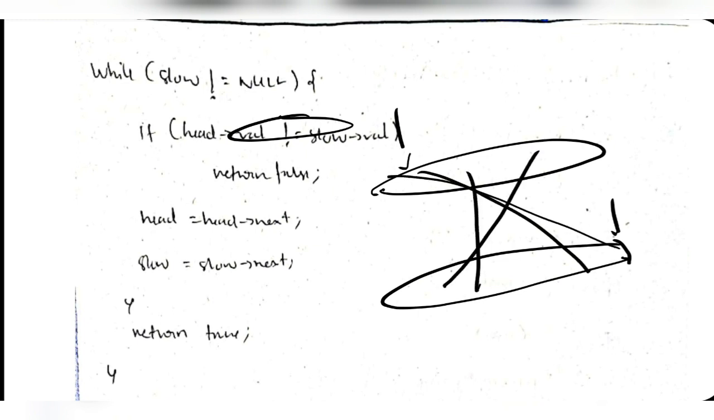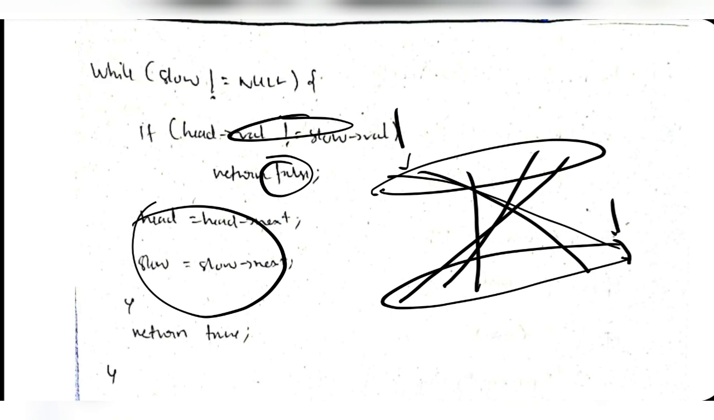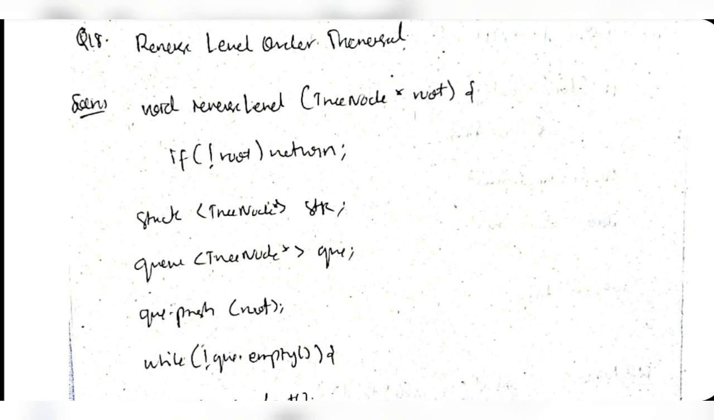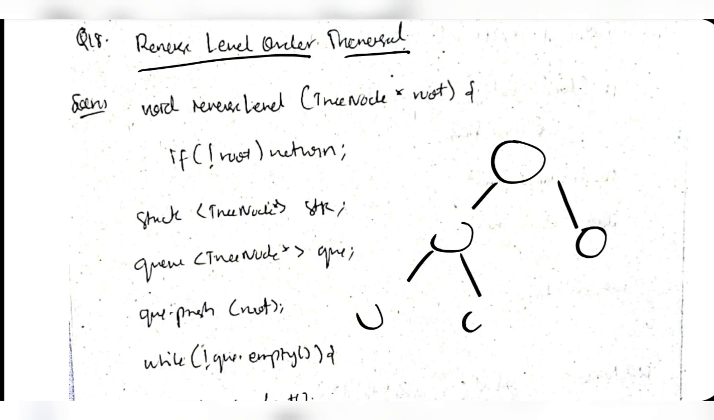Okay, going to the next one, which is reverse level order traversal. Consider this tree here. In this tree, let's write down some numbers: 1 2 3 4 5 6 7. What does reverse level order traversal mean? Firstly, what is level order traversal? Level order traversal means it will travel like this: 1, then 2 3, then 4 5 6 7. In reverse, what will happen? 4 5 6 7 will come first, then 2 3, then 1.